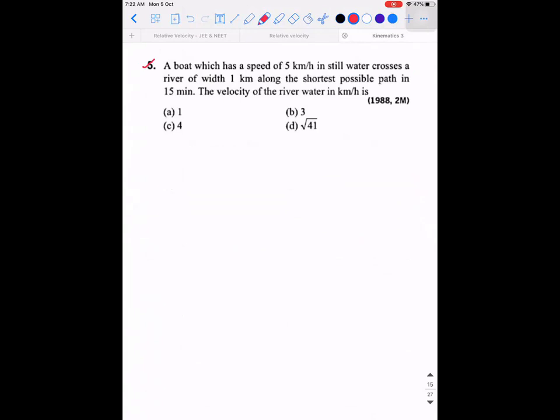Do and tell me. A boat which has a speed of 5 km per hour in still water crosses a river of width 1 kilometer along the shortest possible path in 15 minutes. The velocity of the river water in kilometer per hour is.